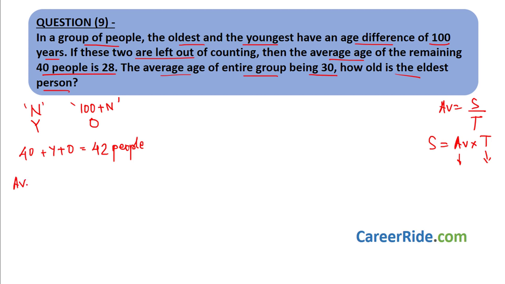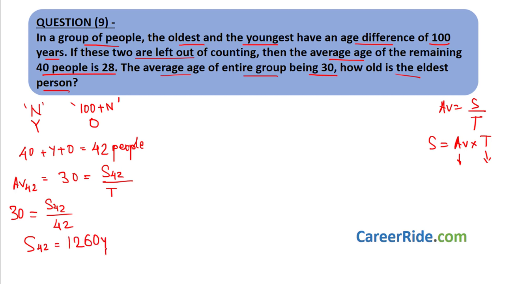What is the average age of this group of 42 people? 30. That is nothing but sum of the ages of these 42 people divided by total number of people. So 30 would be equal to, do we know the sum of the ages of 42 people? No. How to calculate? What is the total number of people? 42. So sum of the ages of 42 people is 42 into 30, that is 1260 years.